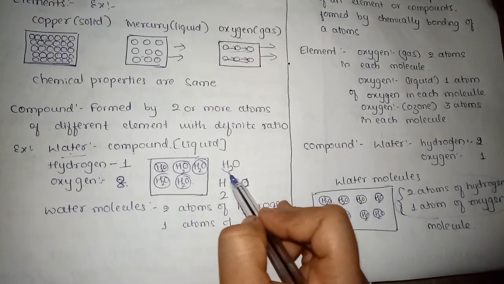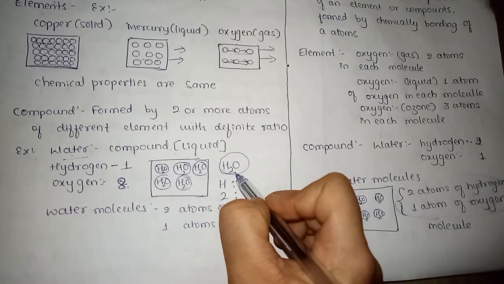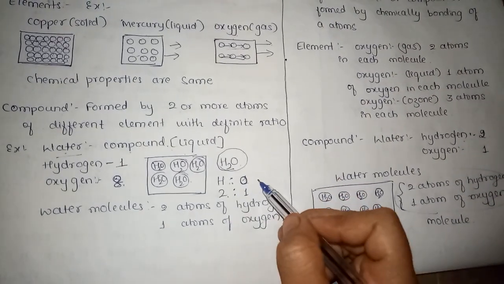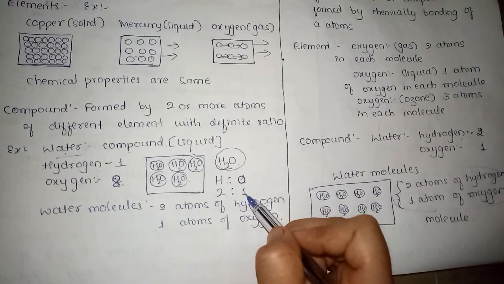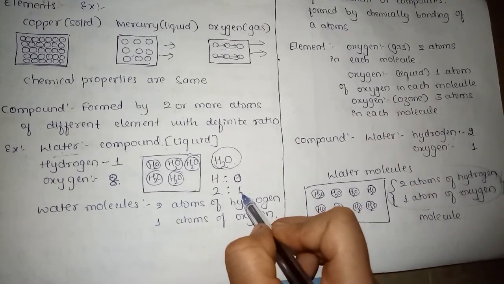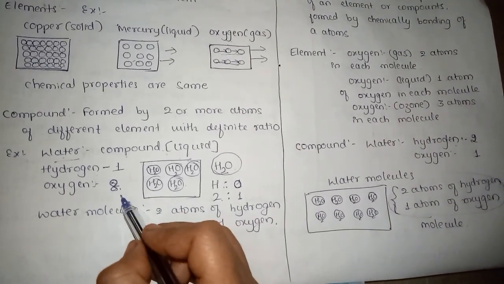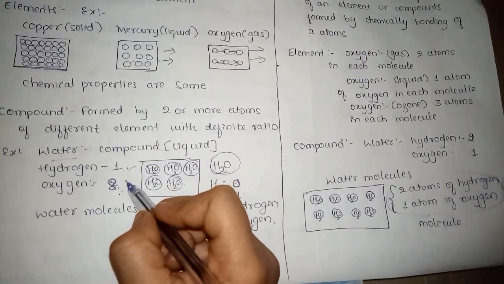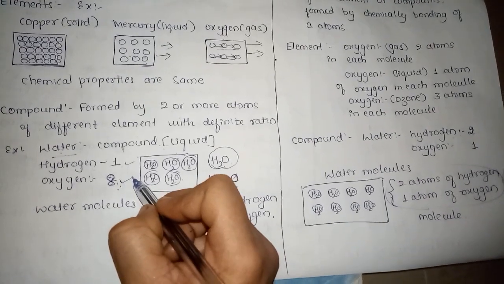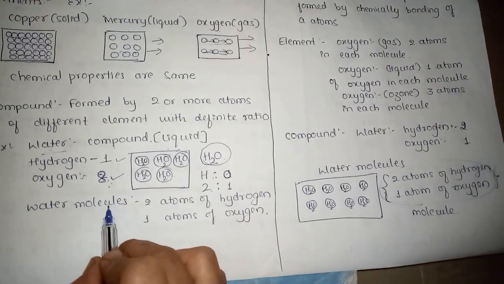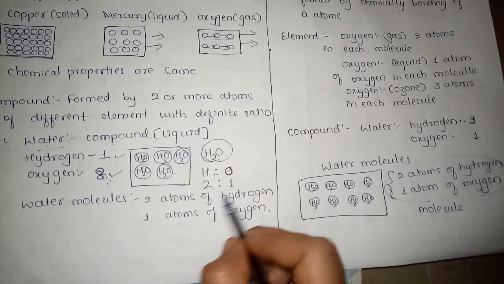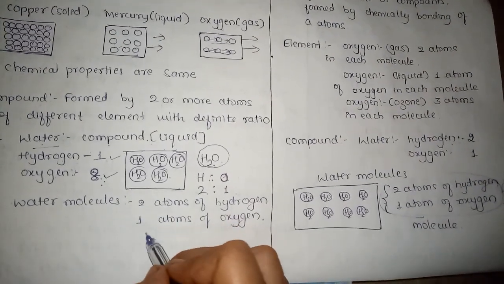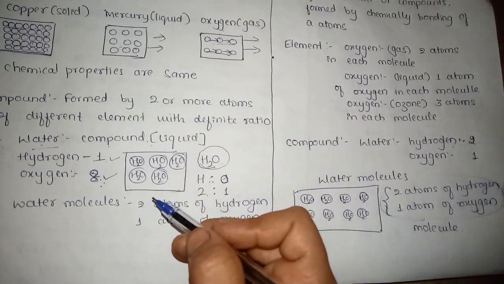Now we are going to consider water as H2O, because we take hydrogen atoms as 2 and oxygen as 1. Hence we write it as a 2:1 ratio, because hydrogen and oxygen have different atomic numbers. Hydrogen has atomic number 1 and oxygen has atomic number 8. Hence a water molecule contains 2 atoms of hydrogen and 1 atom of oxygen. And why 2 atoms and 1 atom are taken, I'll explain in the next video.